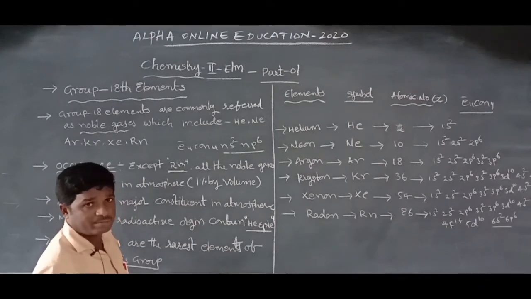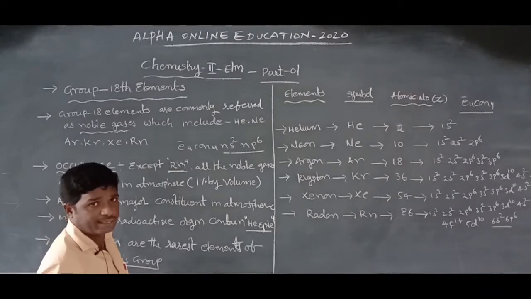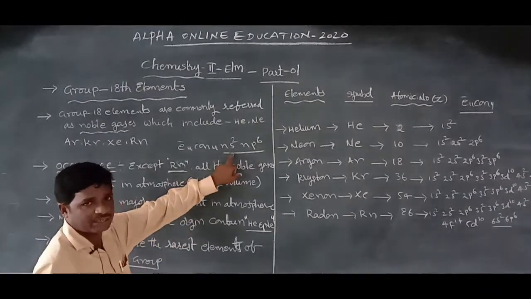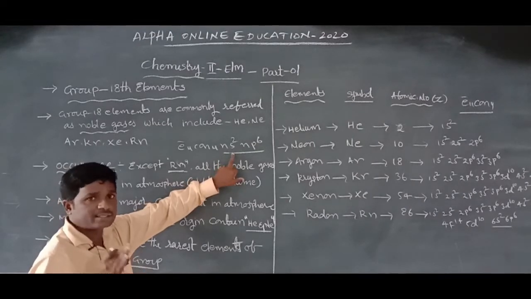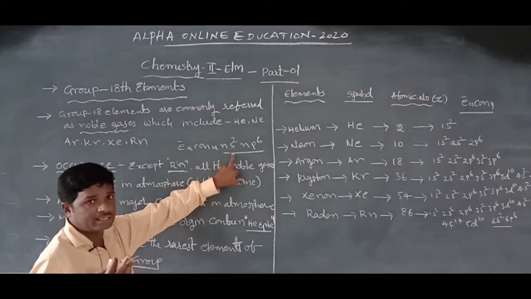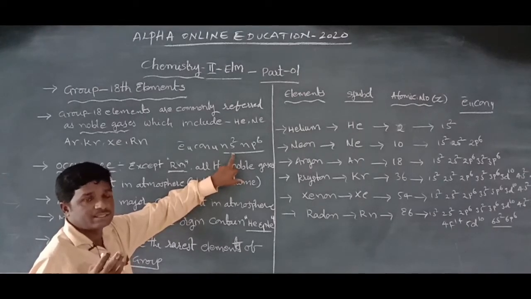Except helium, all elements have the ns2 np6 electron configuration. It is also called the octet rule electron configuration. Octet means that there are 8 electrons in the outermost shell, so it is called the octet rule.